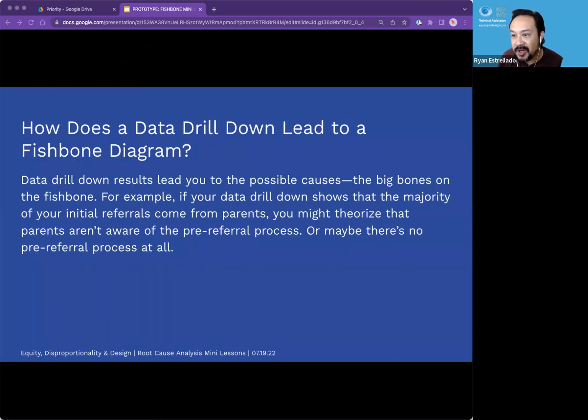Okay, Marcus, so you had a question about the relationship between data drill down, which we did in the last phase, and the fishbone diagram. I'm gonna kick it over to you. Yes, my question is, we just got done doing the data drill down. Now we're doing a fishbone diagram. Why are they jumping around?